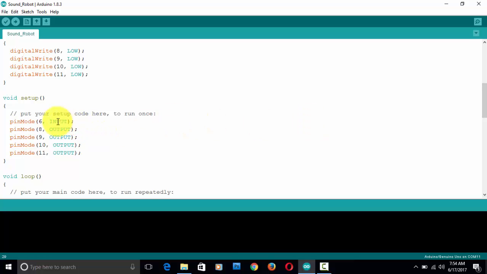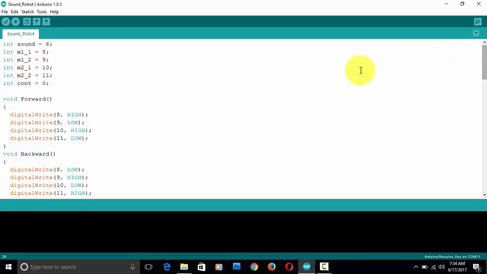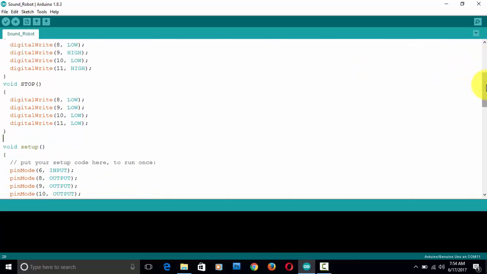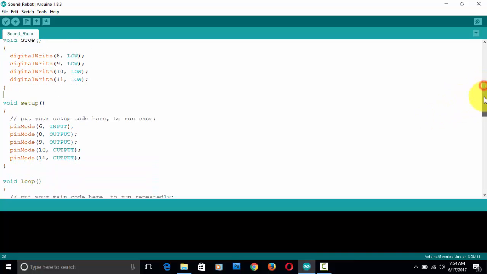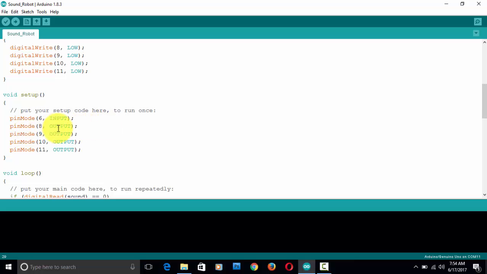Here I am initializing my sixth pin as my input. What does my sixth pin tell? It's the sound which I am getting from my sound sensor, so that will be my input. So pin mode input, and the pins for my motors. I require four pins for my motors, so these are the four pins which I have taken for my motors. You can see, you have to connect in a similar manner.